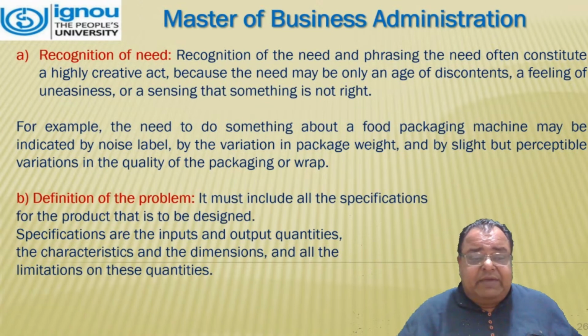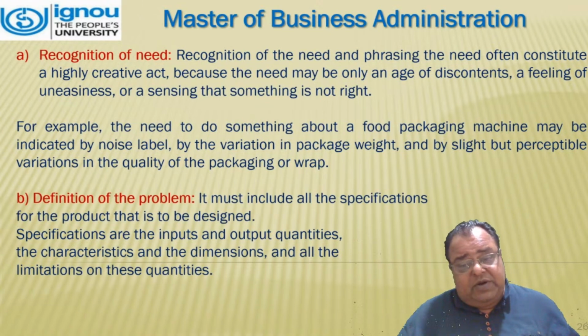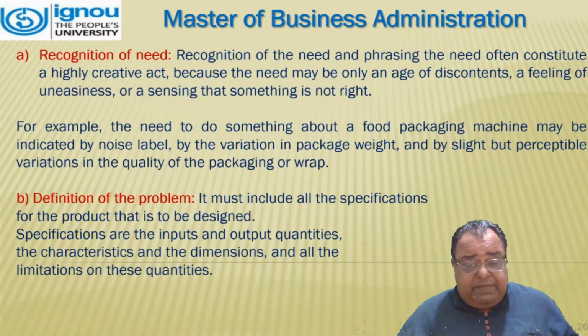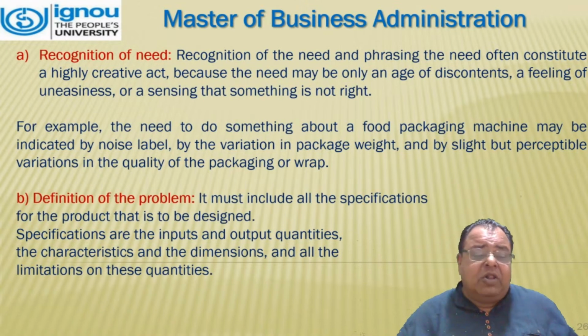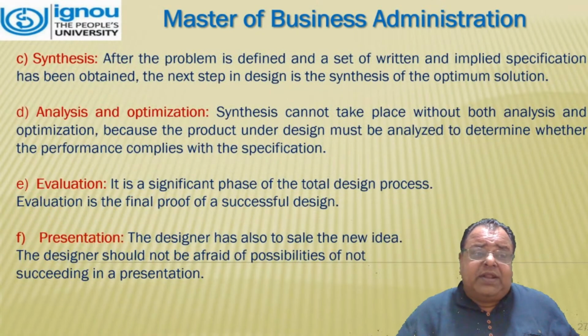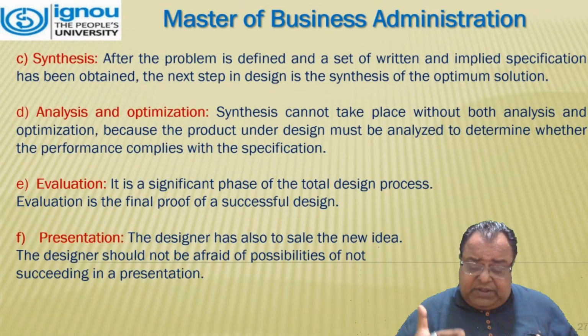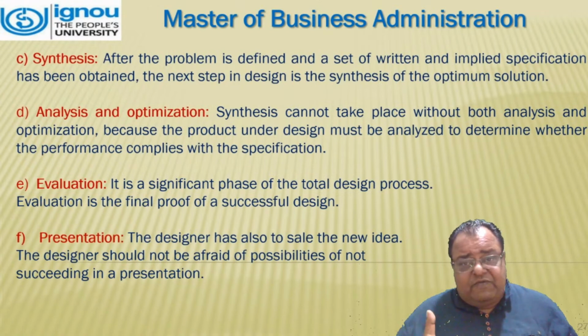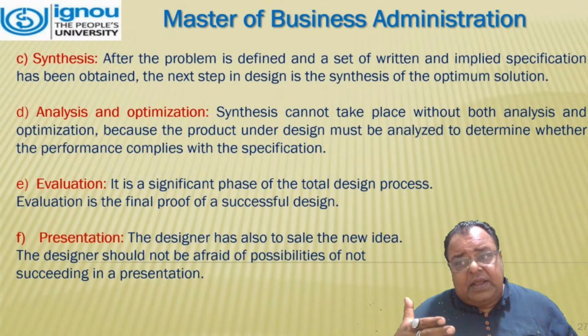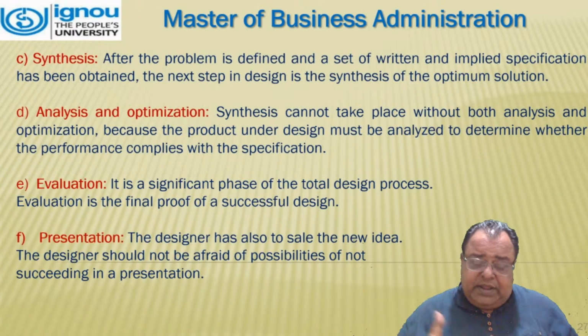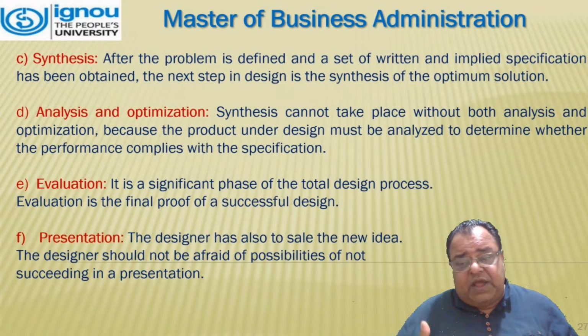Second one is definition of the problem. It must include all specifications of the product that is to be designed. Specifications are the input and output quantities, the characteristics and dimensions, and all the limitations on these quantities. Third one is synthesis. After the problem is defined and a set of written and amplified specifications have been obtained, the next step is to design, that is the synthesis of the optimal solution.